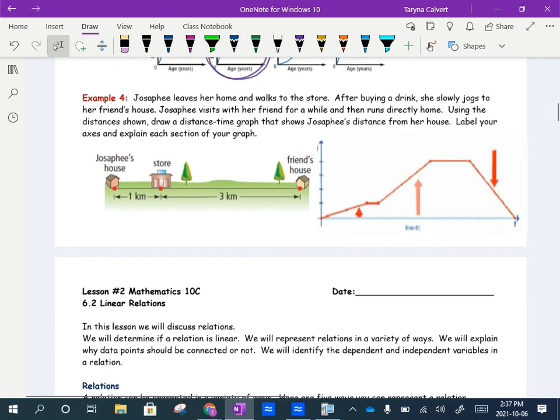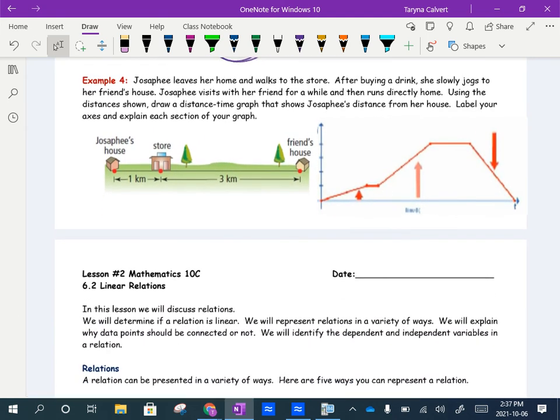All right, and then this one just says, Josephine leaves her home and walks to the store. After buying a drink, she slowly jogs to her friend's house. Josephine visits her friend for a while and then runs directly home. Using the distance shown, draw a distance time graph that shows Josephine's distance from her house. Label your axes and explain each section of the graph.